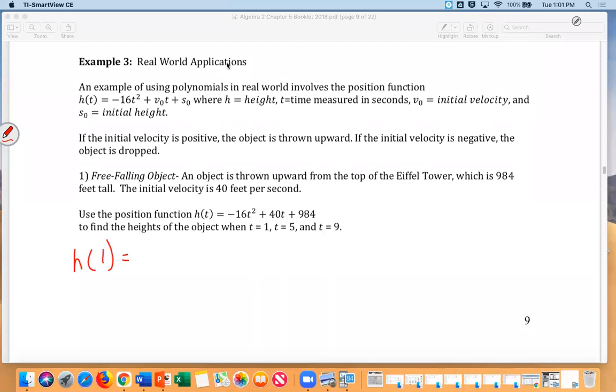So that just means I'm going to replace the t with 1. So I have negative 16 times 1 squared plus 40 times 1 plus 984. And what did you get for h of 1? 1008.